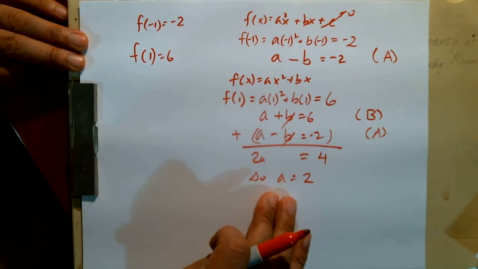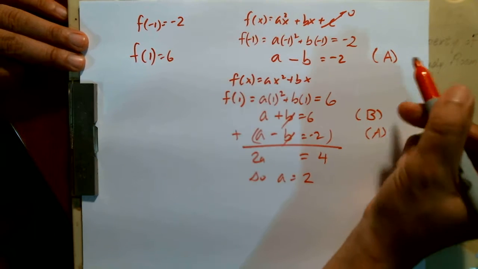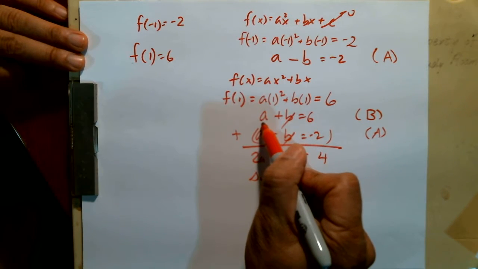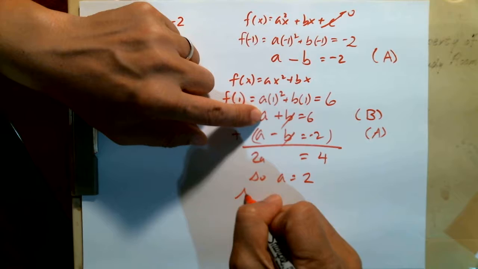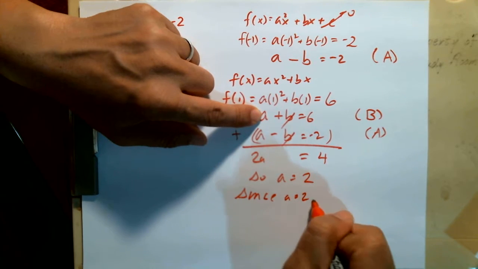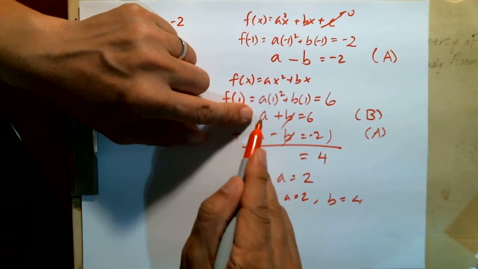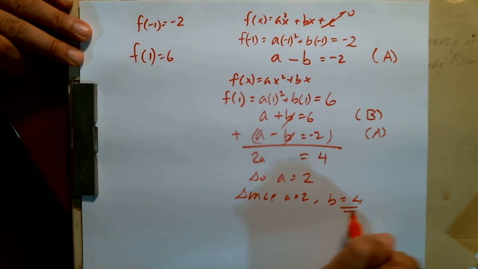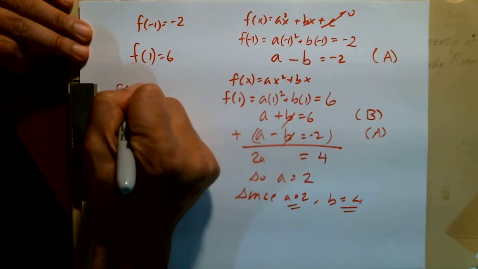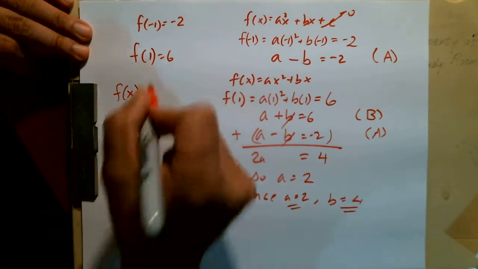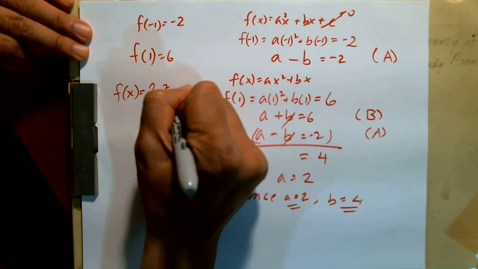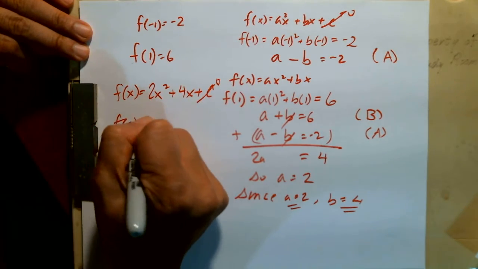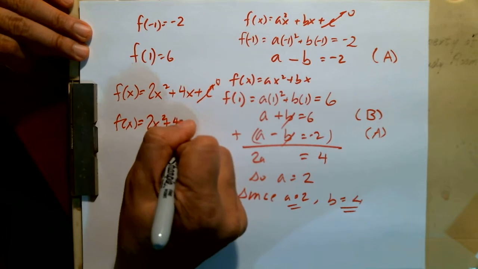Since we found out what a was, you could plug it into equation A or B. It does not matter. Let's plug into equation B. Since a equals 2, b must equal 4, because 2 plus 4 is 6, right? We have everything that we need. So the function looks something like this. F of x is equal to 2x squared plus 4x plus c, which is our 0 value. So the function is f of x is 2x squared plus 4x.